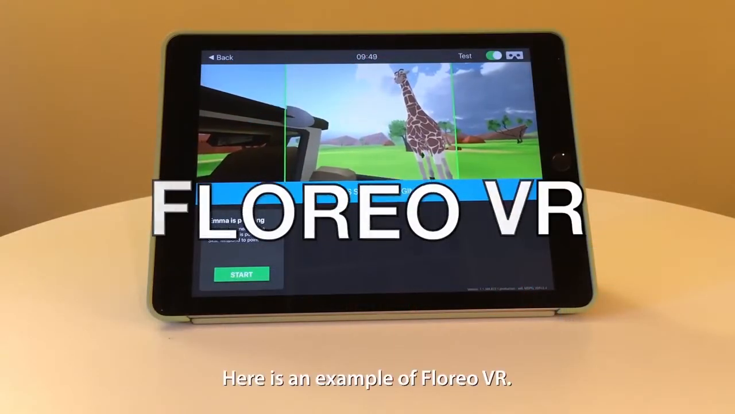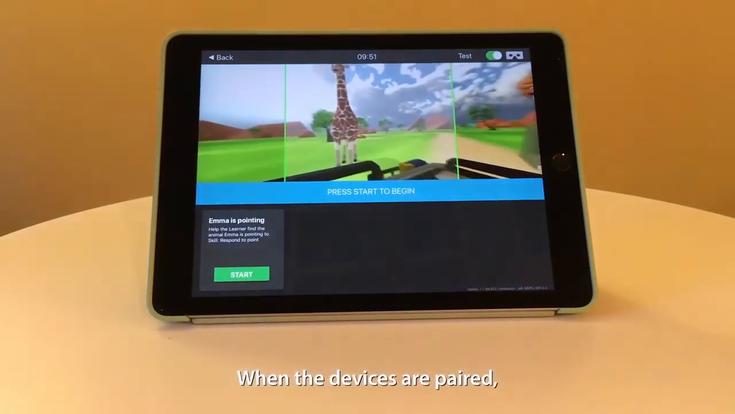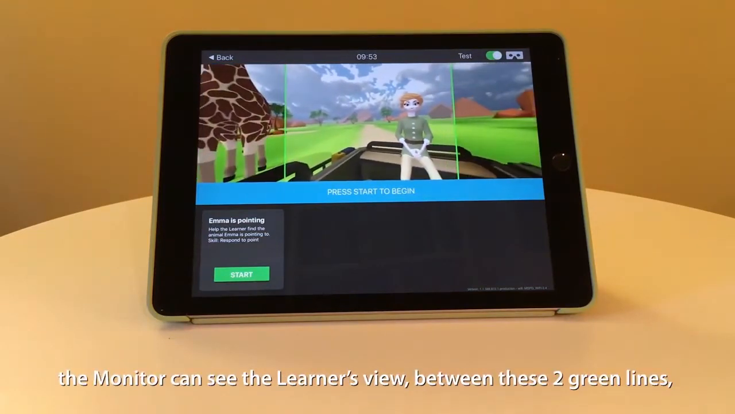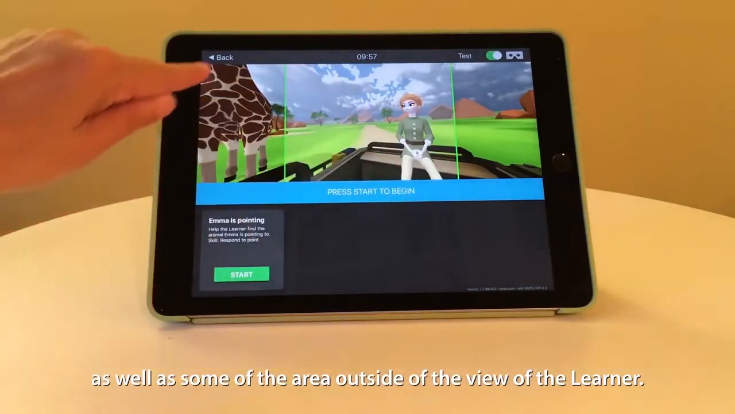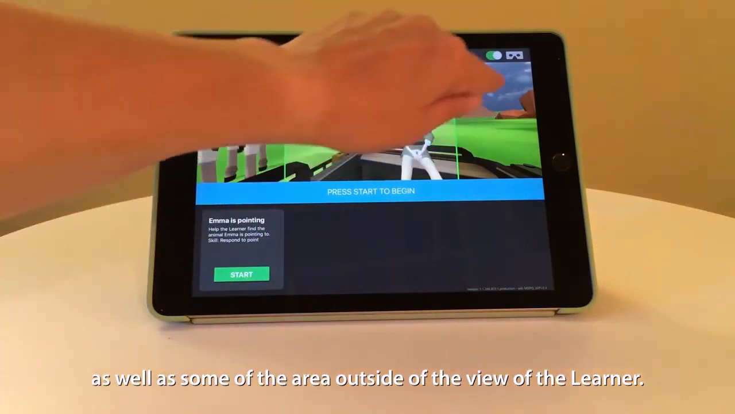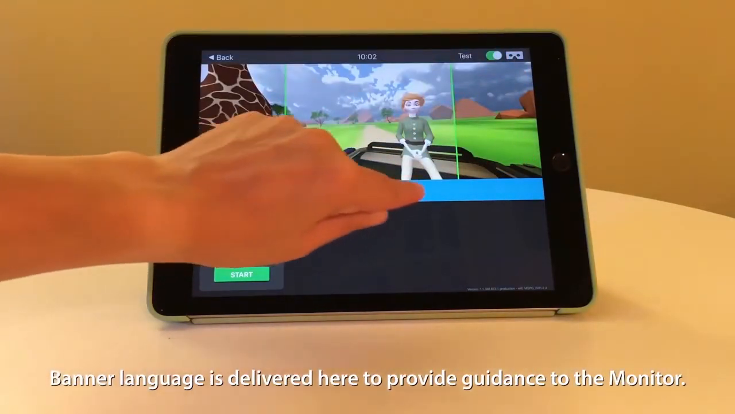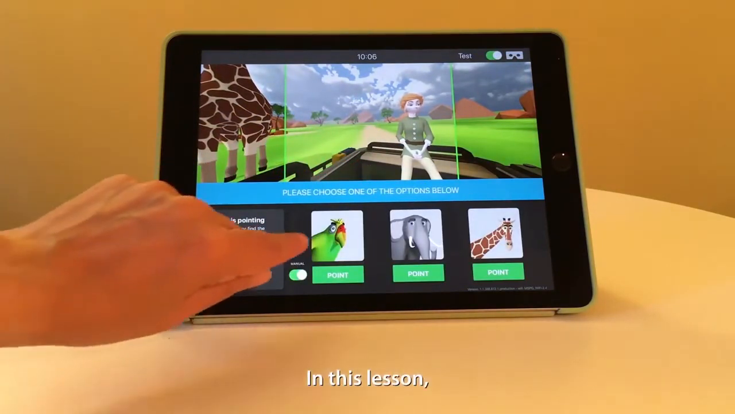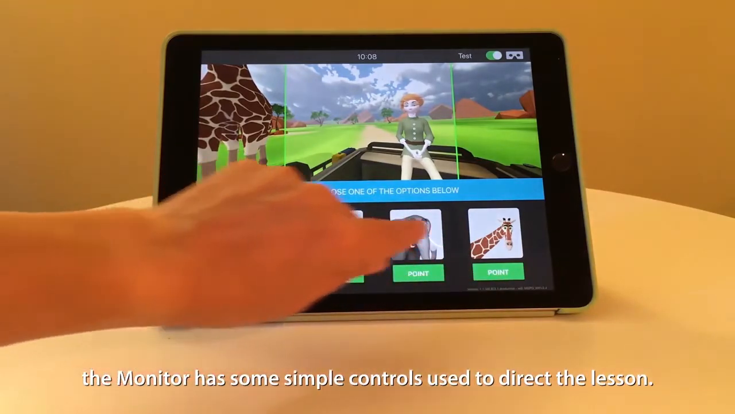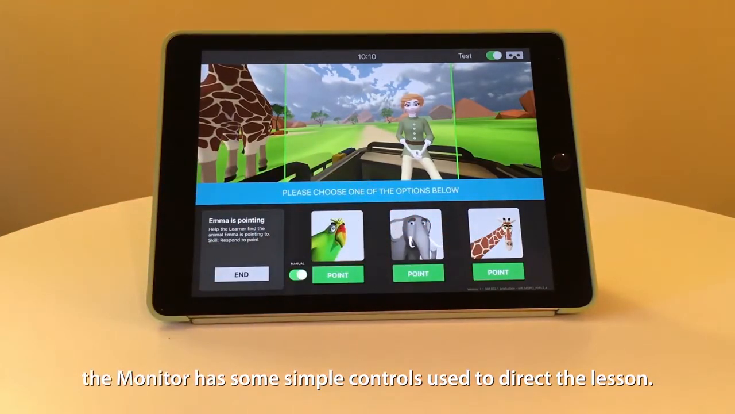Here is an example of Florio VR. When the devices are paired, the monitor can see the learner's view between these two green lines, as well as some of the area outside of the view of the learner. Banner language is delivered here to provide guidance to the monitor. In this lesson, the monitor has some simple controls used to direct the lesson.